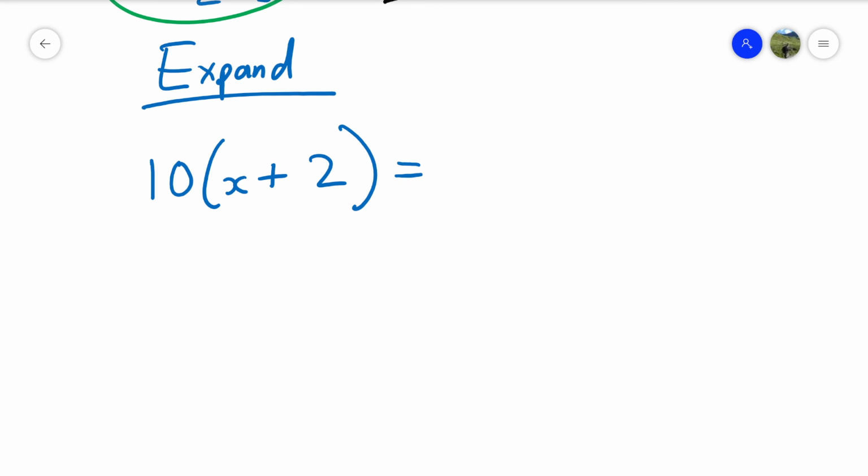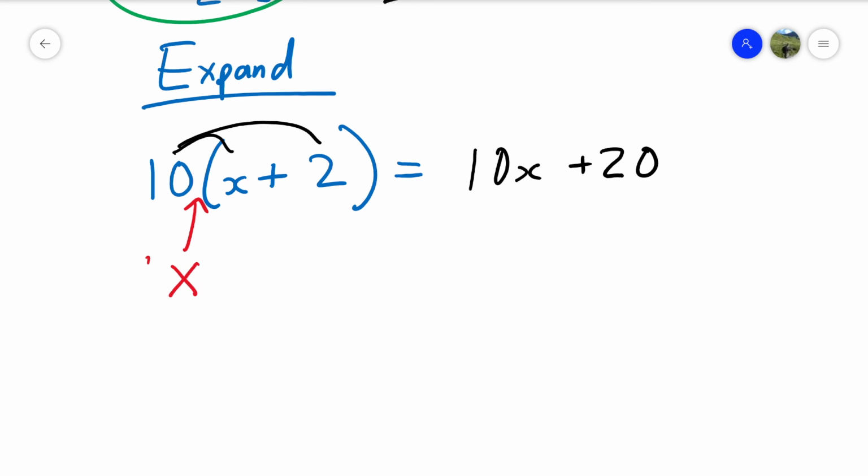Let's just look at the answer first. That's 10x plus 20. I'll waffle about it as usual, just briefly. What mathematical symbol goes in there? It has to be a times sign because the times sign is the only one with an invisibility cloak, which means we know it's 10 times x plus 2. Because it's a bracket, the 10 just multiplies every single thing in the bracket individually. That's how it works.